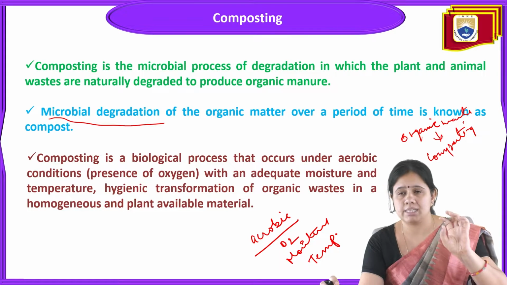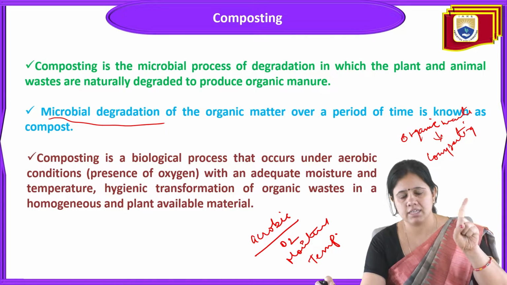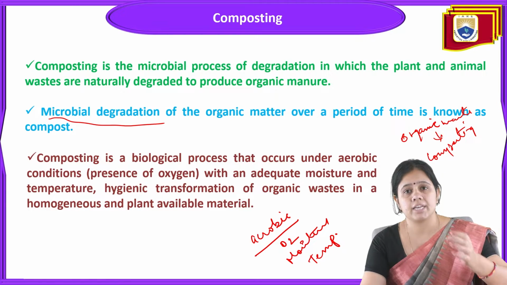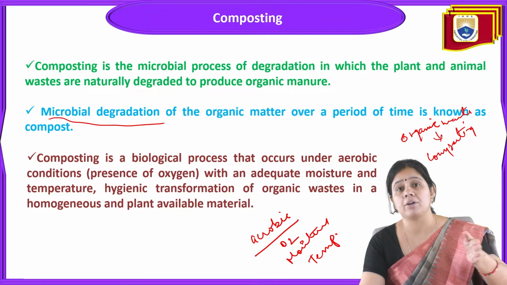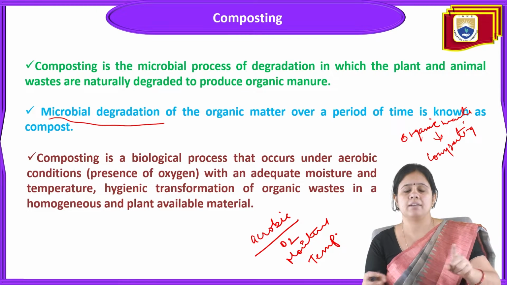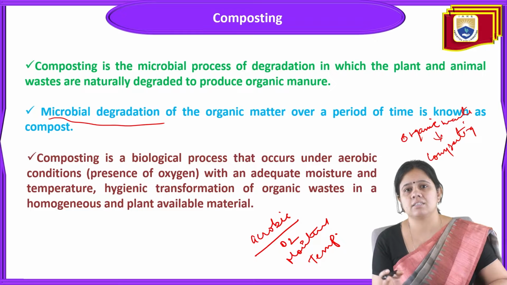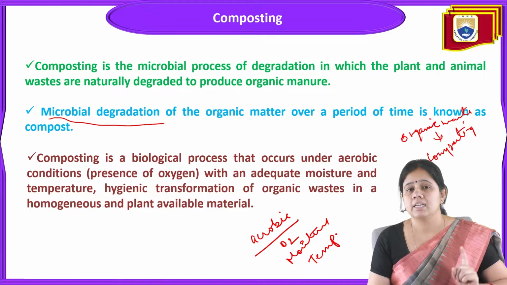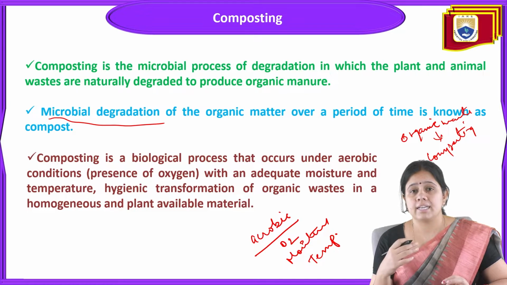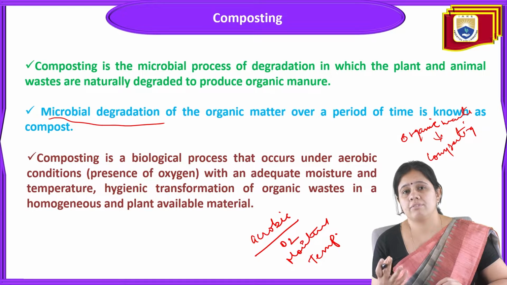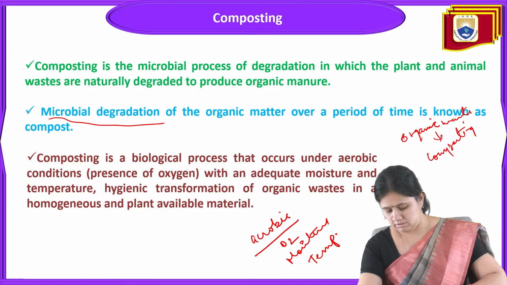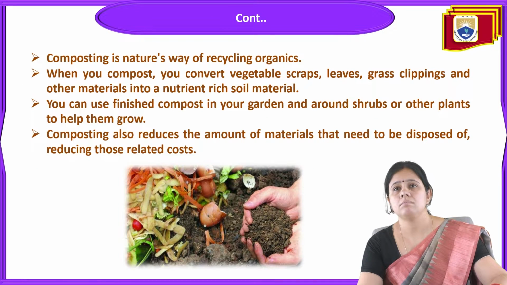So what we understand is, first, it is a microbial degradation of organic waste, meaning waste which is organic in nature can be degraded by this microbial activity. And second, some important factors are needed for this composting process. The first factor is that it is aerobic, meaning the presence of oxygen is required. Next, moisture is also a very important factor, and temperature is also an important factor for this composting process.